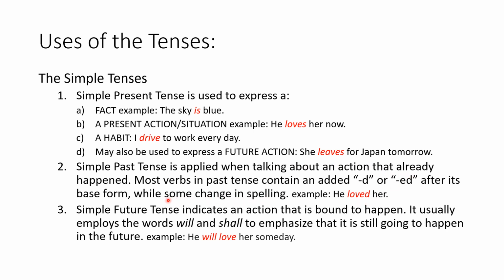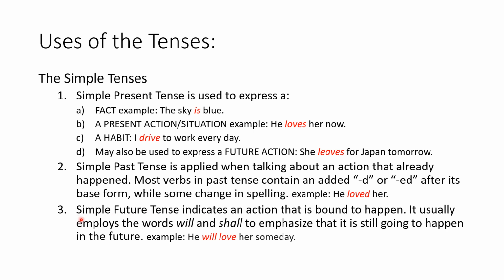Can you think of an example of an irregular verb? The example given in one of the slides is the verb fly. Fly changes its spelling when we turn it into its past form. The past form of fly is flew. Its past participle form is flown.